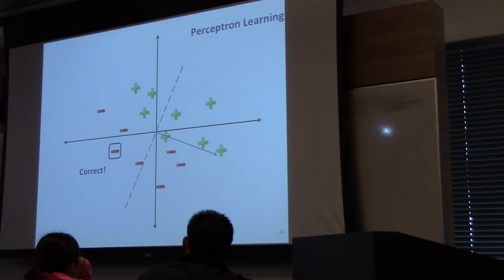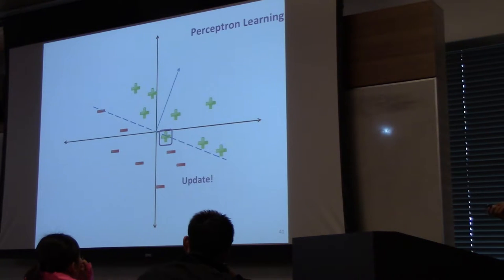Pick another arbitrary example, it's classified correctly, no update. Pick another example, correct, no update. Misclassified. Okay, so then we make an update in the negative direction of this example, because it's a negative example. That's our current model. Simple vector addition, keep going. Misclassified, make an update. Misclassified, make an update. Misclassified, make an update.